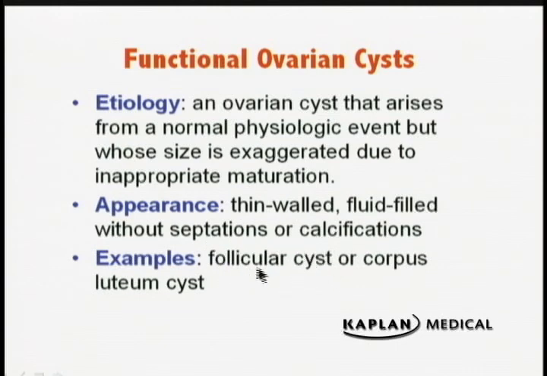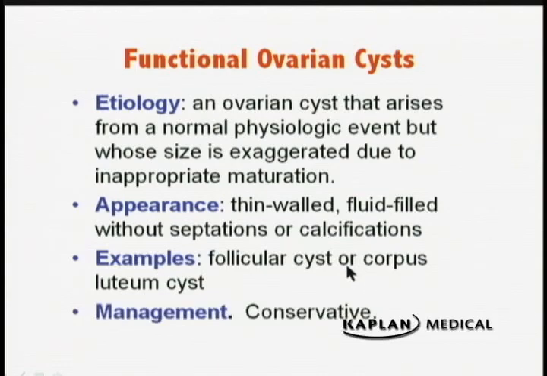The follicular cyst would be in the first half of the cycle, the pre-ovulatory. The post-ovulatory would be a corpus luteum cyst. The management is basically conservative. They will go away on their own. And that is true whether they're large or whether they are small.